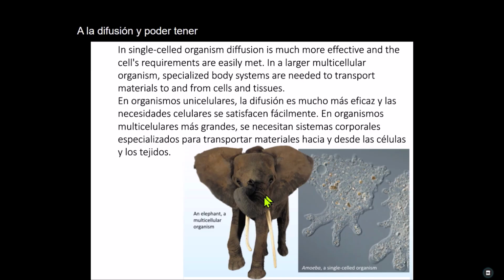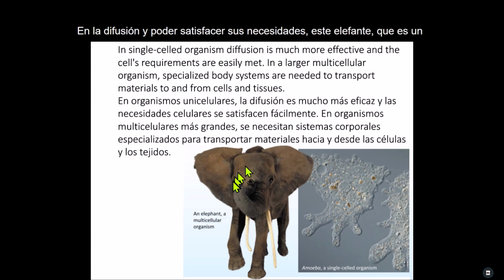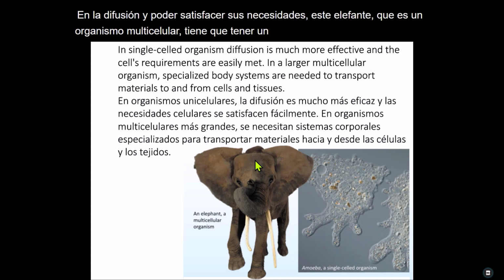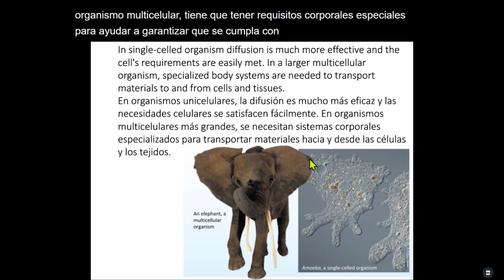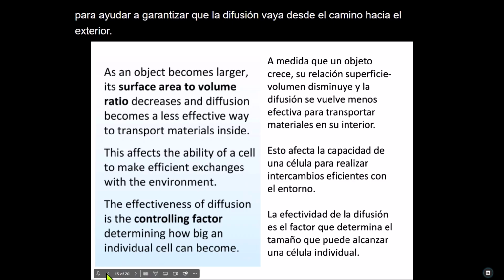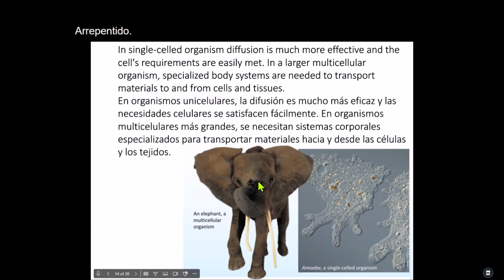This elephant, which is a multicellular organism, has to have special body requirements to help make sure that diffusion goes all the way from the outside to the inside of the body.